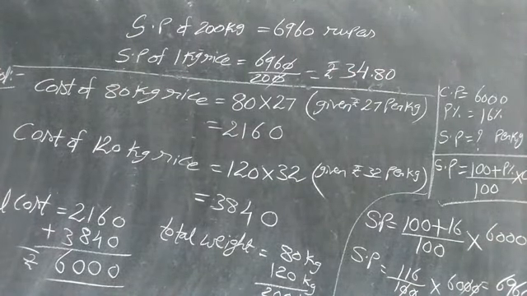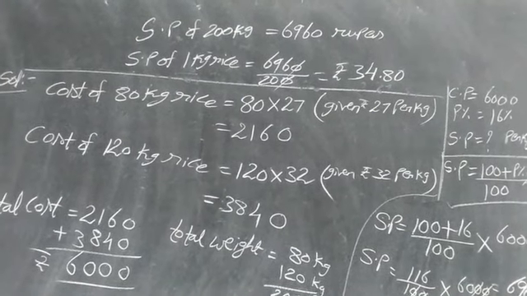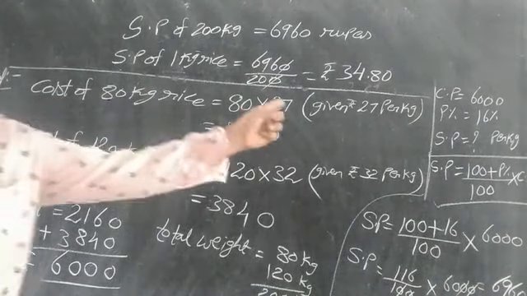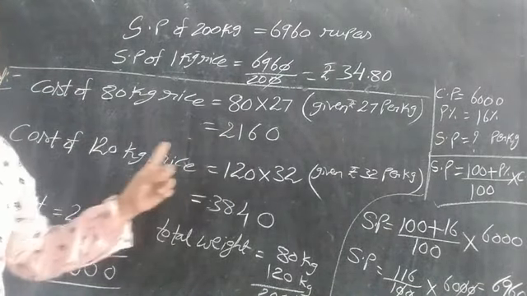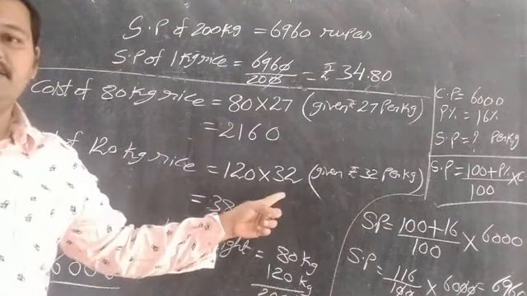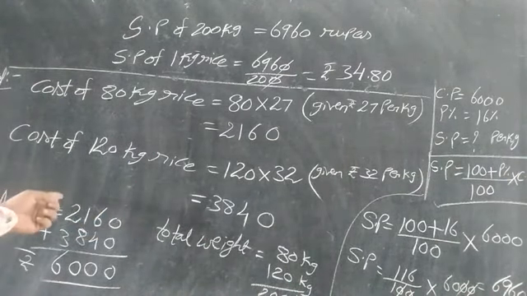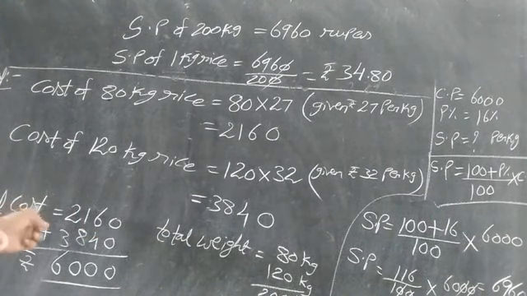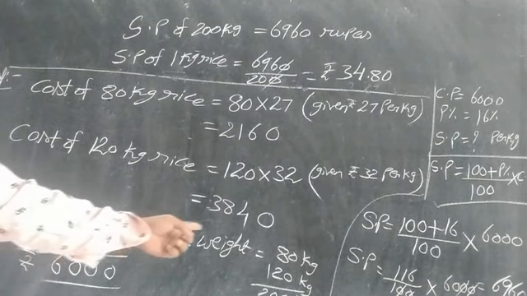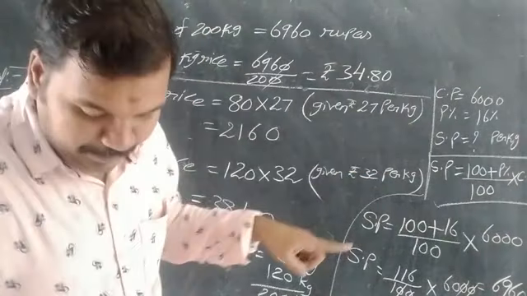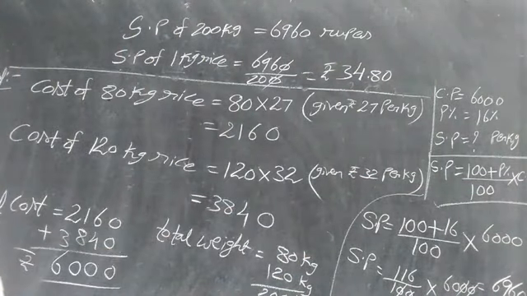Once again look at the board. This sum, everybody: a shopkeeper bought 80 kgs of rice at one cost, that is 2160, and 120 kgs of rice at 32 rupees, that is 3840. Total cost of that is 6000. Total weight is 200. He wants to sell for a profit of 16%.